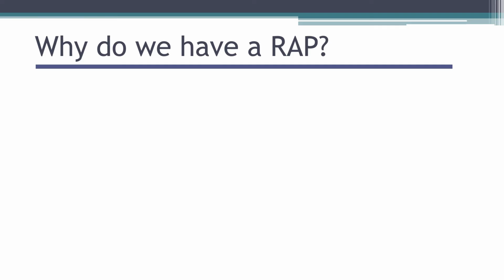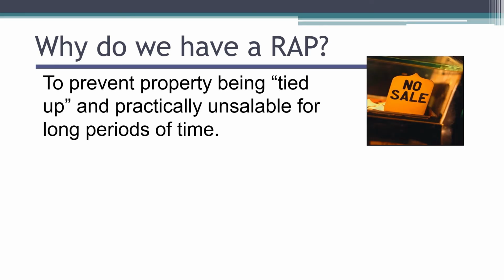So why do we have a rule against perpetuities at all? Well, classically, there are two reasons that are given. The first one's one we've already talked about. The rule tends to prevent property from being tied up and practically unsaleable for long periods of time.